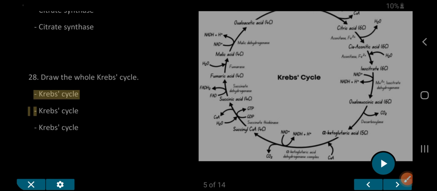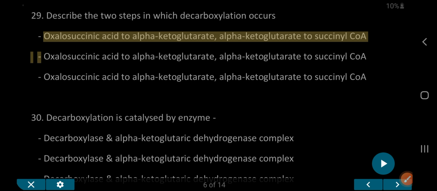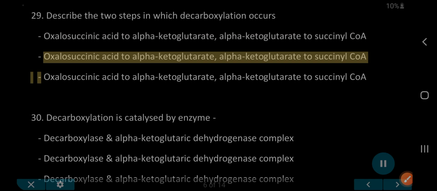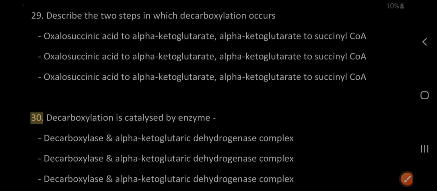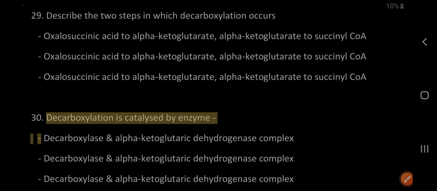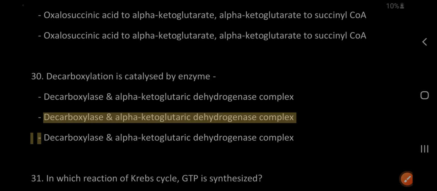29. Describe the two steps in which decarboxylation occurs. Oxalosuccinic acid to alpha-ketoglutarate, and alpha-ketoglutarate to succinyl-CoA. 30. Decarboxylation is catalyzed by the enzymes decarboxylase and alpha-ketoglutaric dehydrogenase complex.